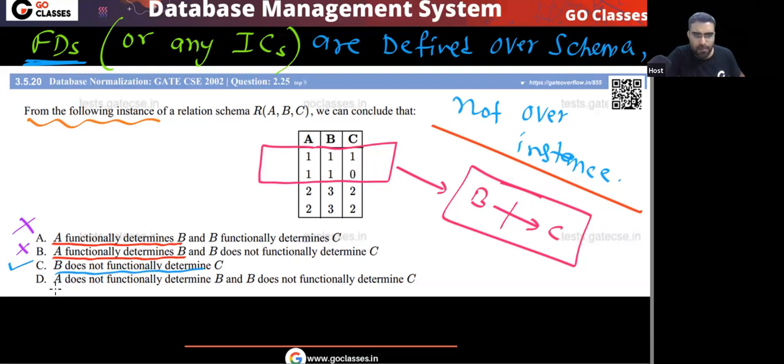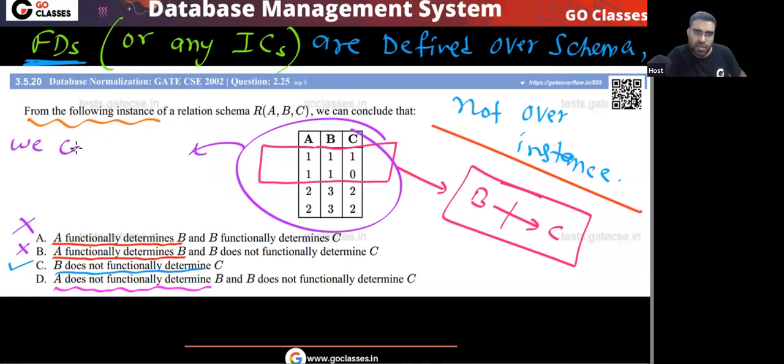What about the remaining? What about option D? A does not determine B. Can you say this from the instance? From this instance, can you say that A does not determine B? No. From this instance, we cannot say whether A determines B or not.